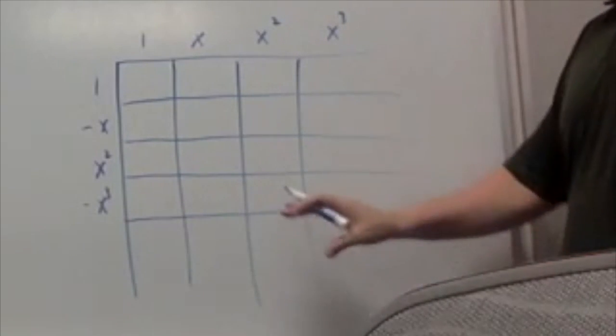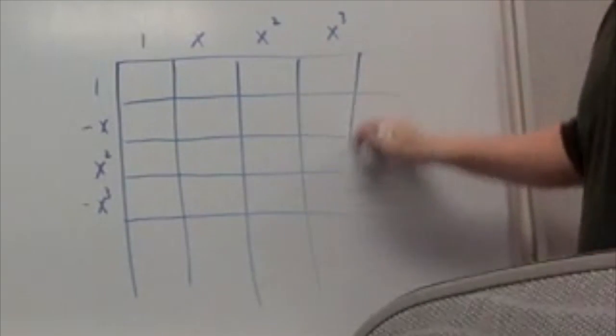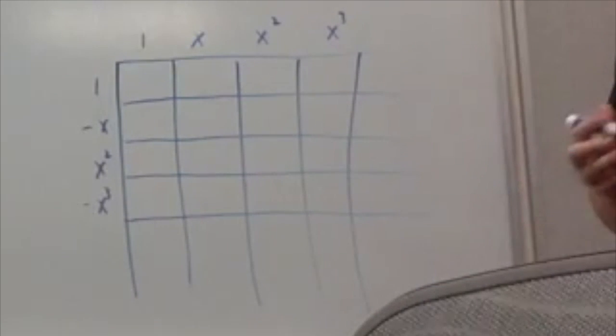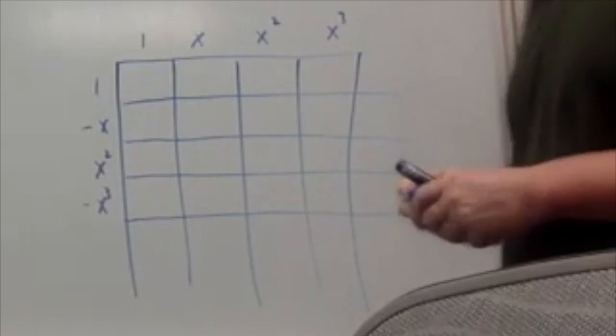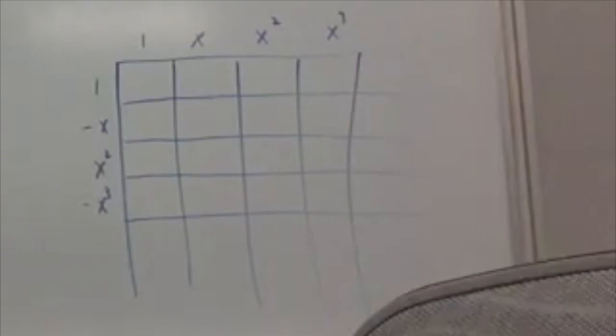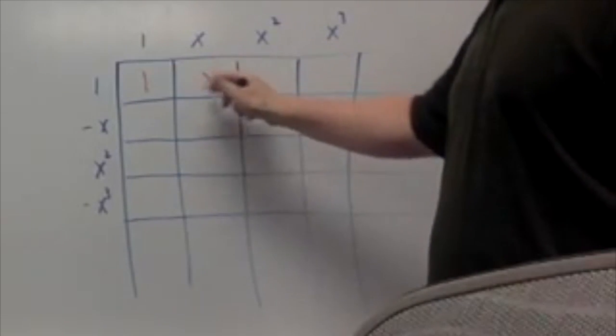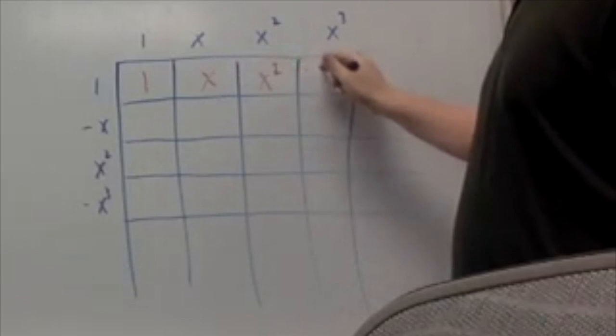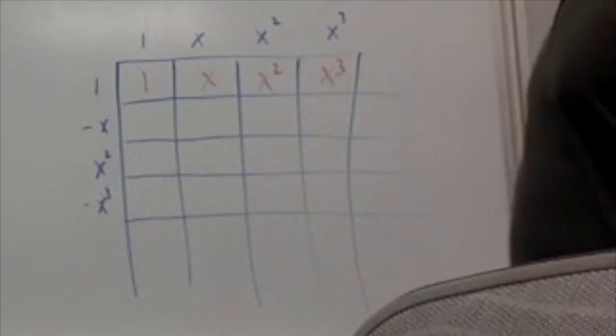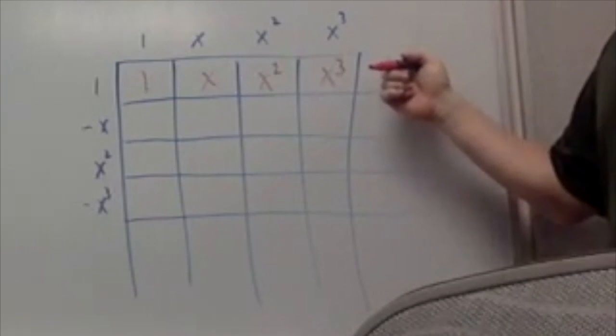And I'm hoping that if I just look at this much of the table, it'll be clear what's happening on the rest of the table, right? So let's do some basic pre-calculus. 1 times 1 is 1. 1 times x is x. 1 times x squared is x squared. And x cubed. And it's pretty clear to me, although I didn't write it down, how this is going to continue.